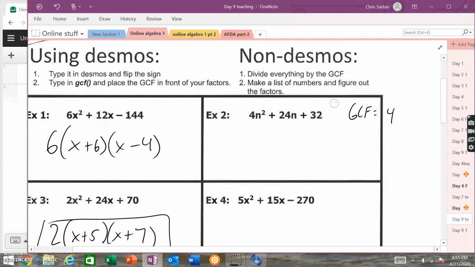So what I'm going to do now is I'm going to divide everything by 4. And I cross it out, so I get n squared. 24 divided by 4 is 6n. 32 divided by 4 is 8. We'll bring this back later, my GCF, but first we got to solve this.